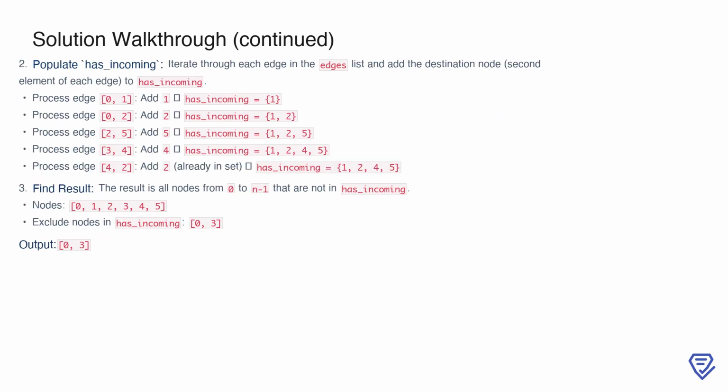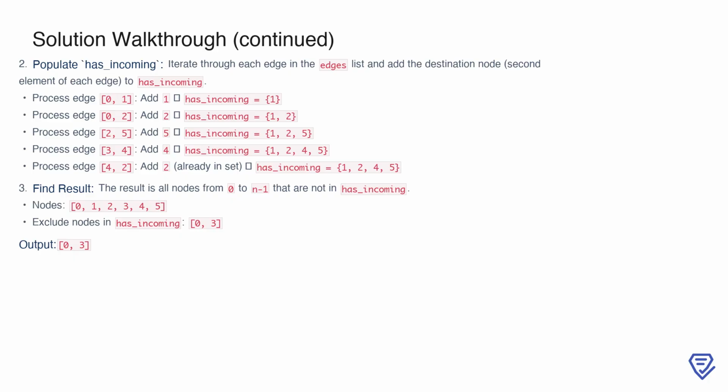Next, we populate the has_incoming set by iterating through each edge in the edges list. For every edge, we take the destination node, which is the second element of the edge, and add it to the set. For example, when processing the edge [0,1], we add node 1 to has_incoming, resulting in {1}. Then, for [0,2], we add node 2, updating the set to {1, 2}. Repeating this for the remaining edges, we eventually get {1, 2, 4, 5}.